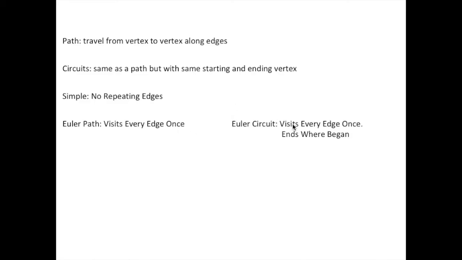A path is traveling from one vertex to another vertex along an edge. A circuit is the same as a path, but you have the same starting and ending vertex. A simple path or a simple circuit is where you're not repeating an edge, so no repeating edges. Euler or Hamiltonian paths and circuits are simple, so you never repeat an edge. Euler path, visit every edge exactly once. An Euler circuit, visit every edge exactly once, but end where you began. A Hamiltonian path, visit every vertex once. A Hamiltonian circuit, visit every vertex once, end where you began.